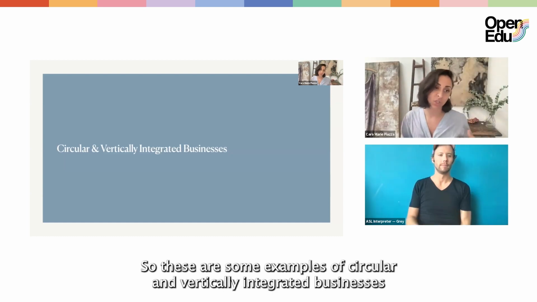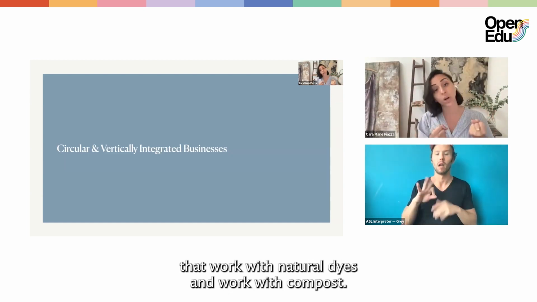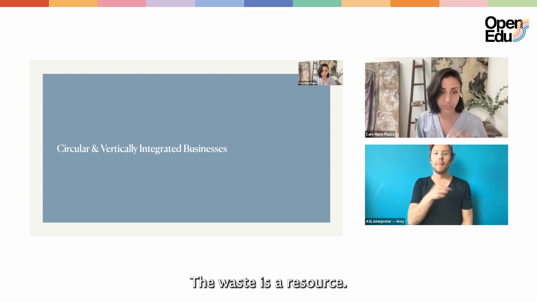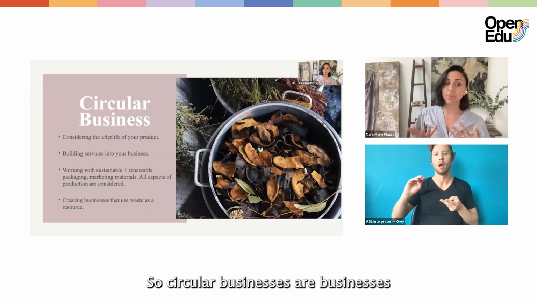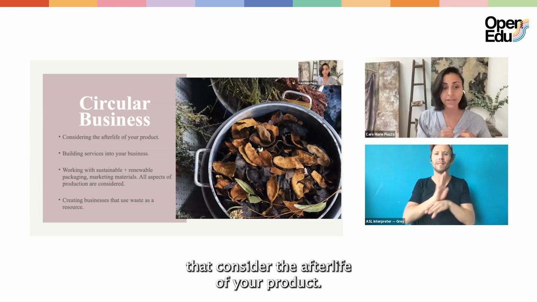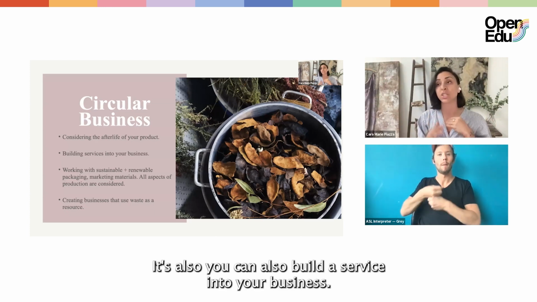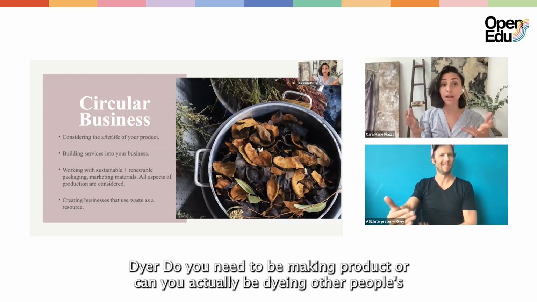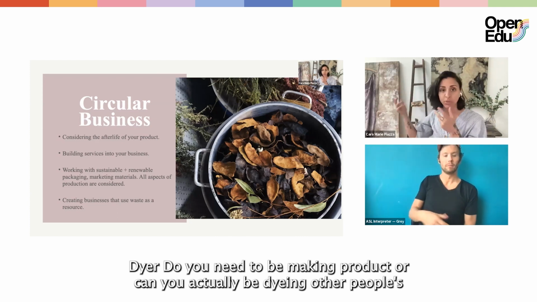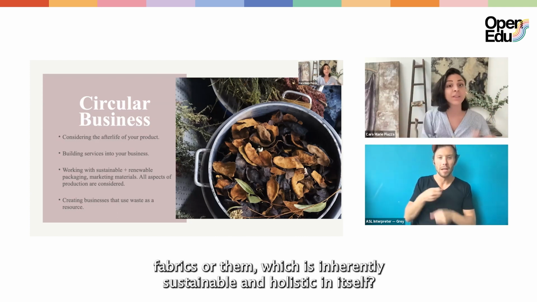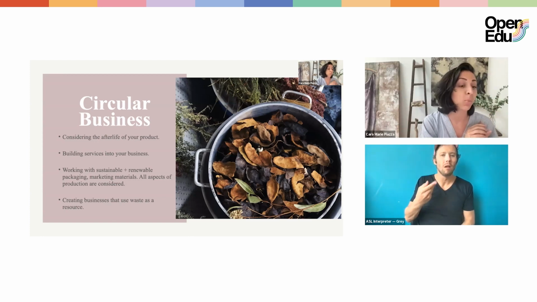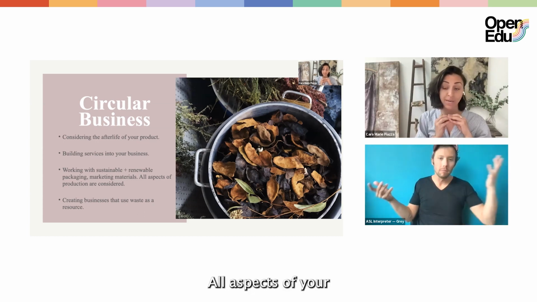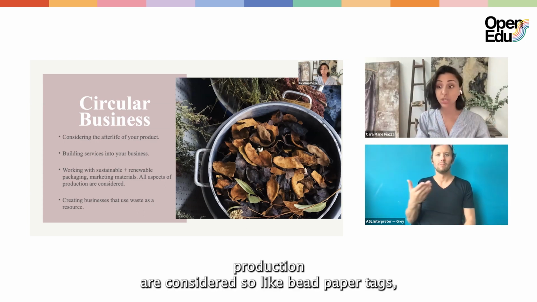So these are some examples of circular and vertically integrated businesses that work with natural dyes and work with compost and the waste. This is where we get to the fun part. The waste is a resource. Circular businesses are businesses that consider the afterlife of your product. You can also build a service into your business. So maybe you're a budding natural dyer. Do you need to be making product, or can you actually be dyeing other people's fabrics for them, which is inherently sustainable and holistic in itself? It's all about working with sustainable and renewable packaging and your marketing materials. All aspects of your production are considered.